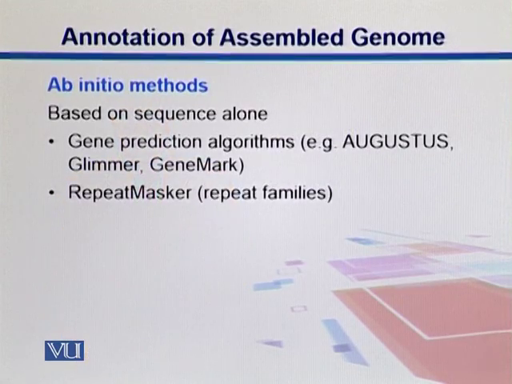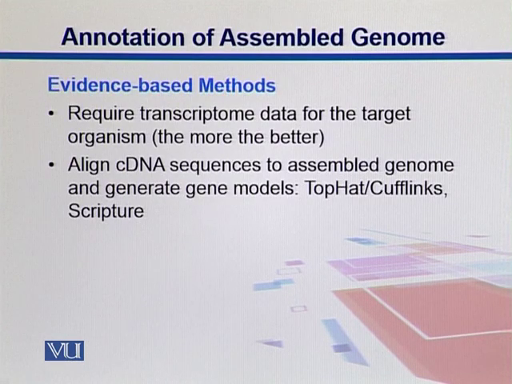Methods of these annotations. In the computational sense, we classify them into the following methods. One of them is ab initio methods. They are based on sequence alone. For example, we try to do gene finding, and that is dealt with by gene prediction algorithms like Augustus, Glimmer, and GeneMark. We also try to find repeat families, and there is software called RepeatMasker. They work on the sequences and try to find these different genes and repeats based upon some specific patterns.